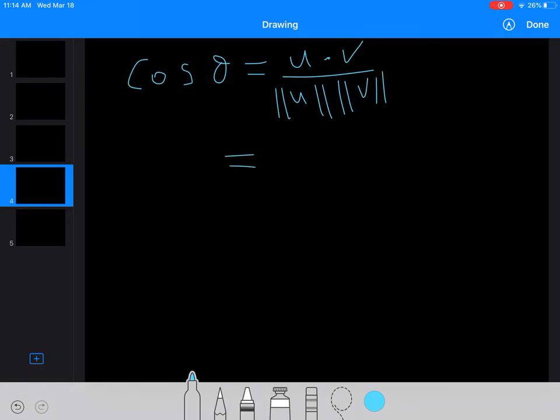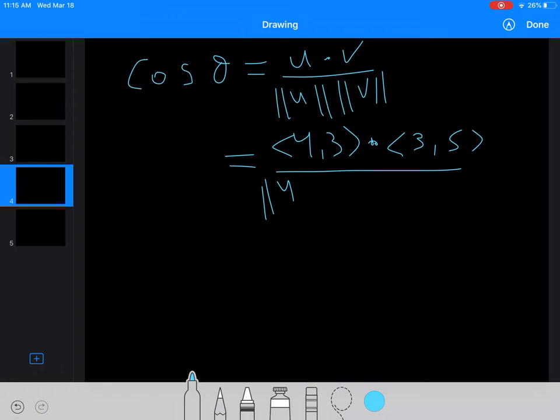So let's plug these values in. So the top is just going to be the two vectors, the dot product. And the bottom, we're just going to have the magnitude of each vector in each component form.